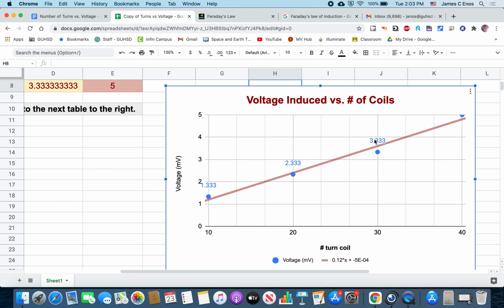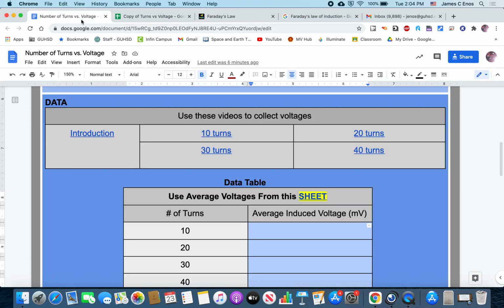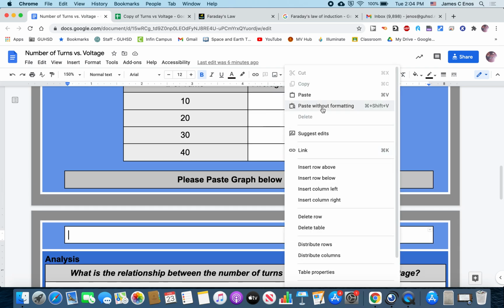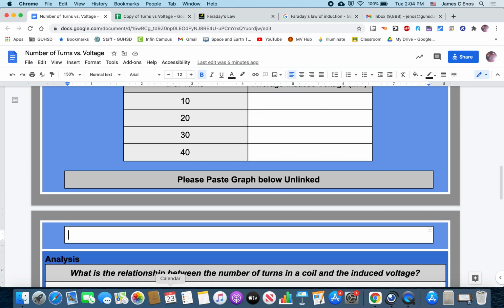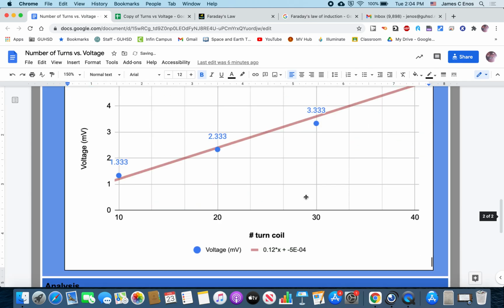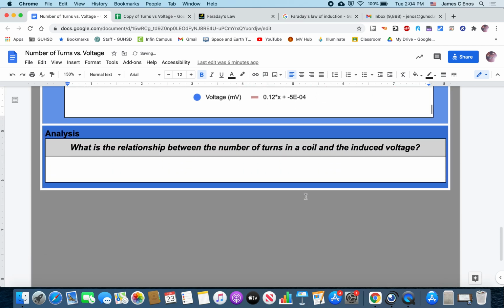This is not the graphical relationship that you're going to get. I was just putting in random numbers. But I'm going to copy this chart, and then paste it unlinked into my data here below. Control V to paste unlinked, and now I have my data in here below.